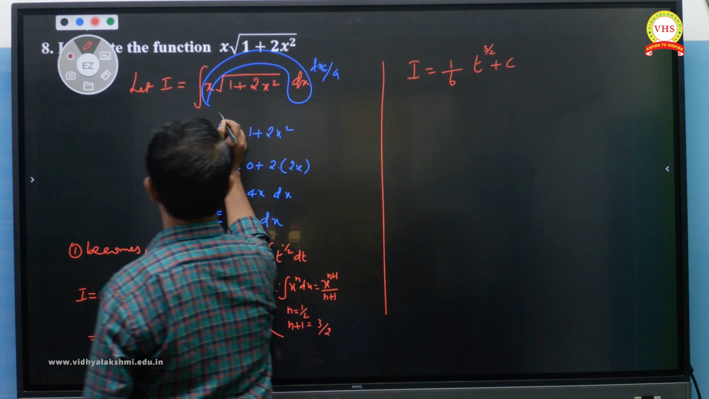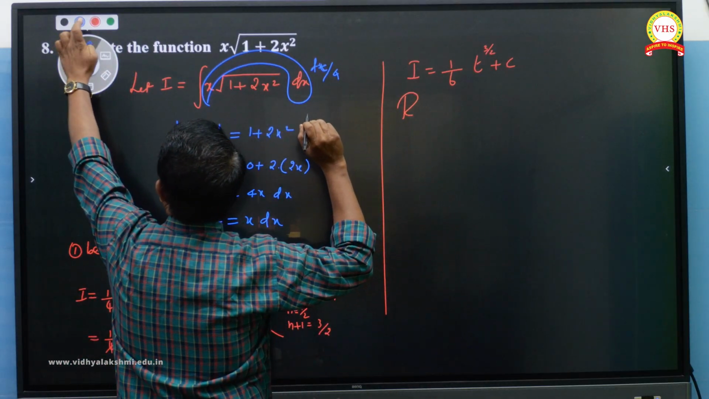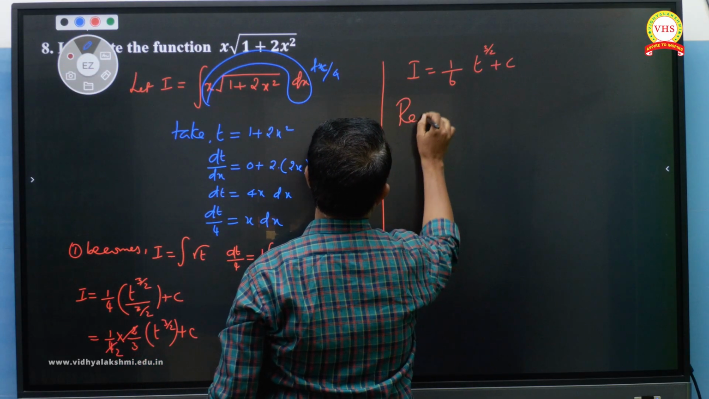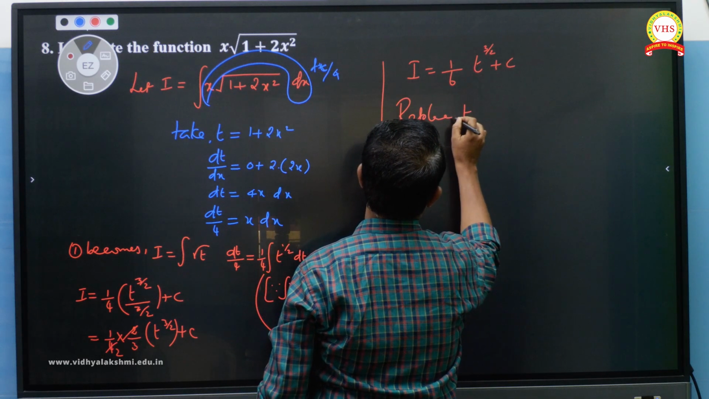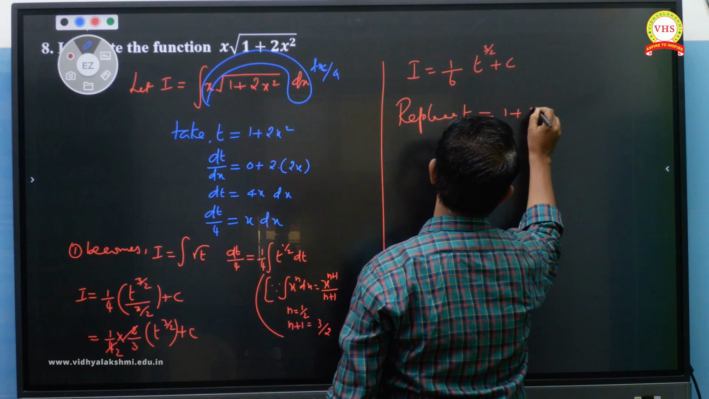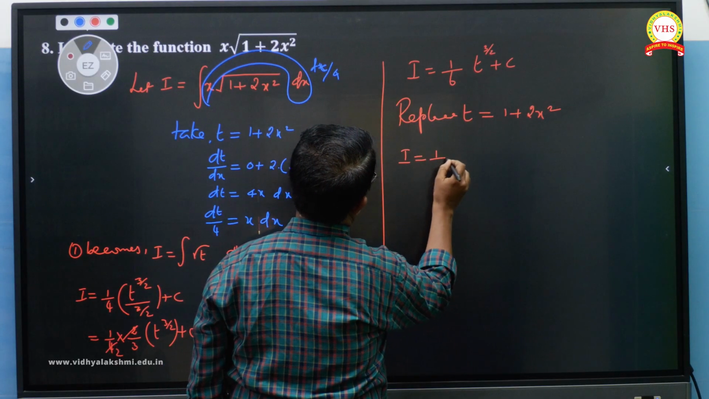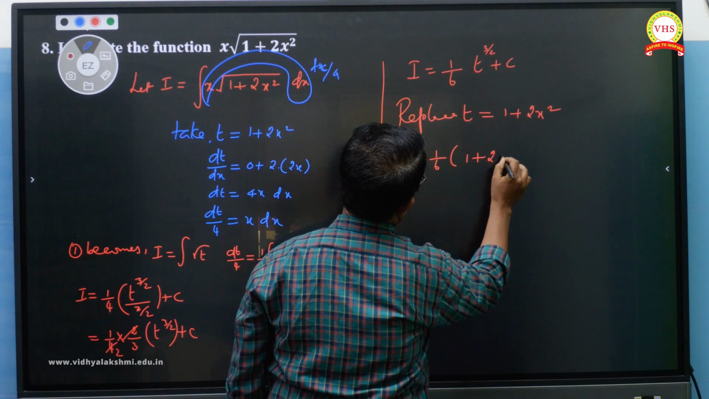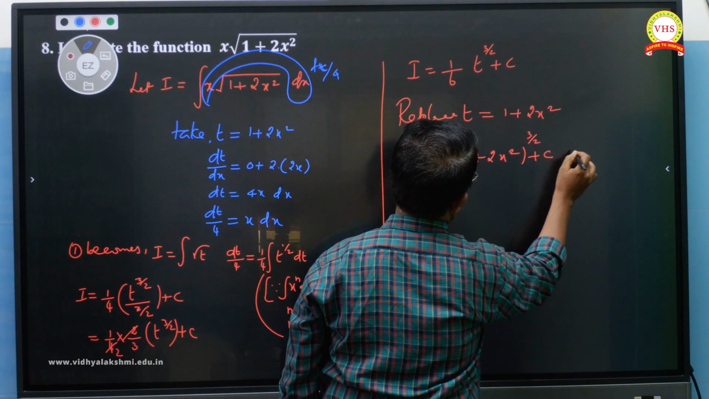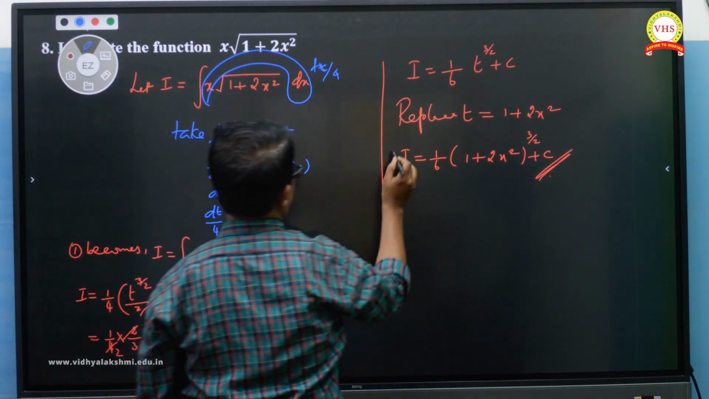Yes, we need to change the alternate variable t back. Replace t equal to, what is the t value here? t as 1 plus 2x square. Then the final answer is 1 by 6 into (1 plus 2x square) whole power 3 by 2 plus c. This is the answer for the given integration sum.